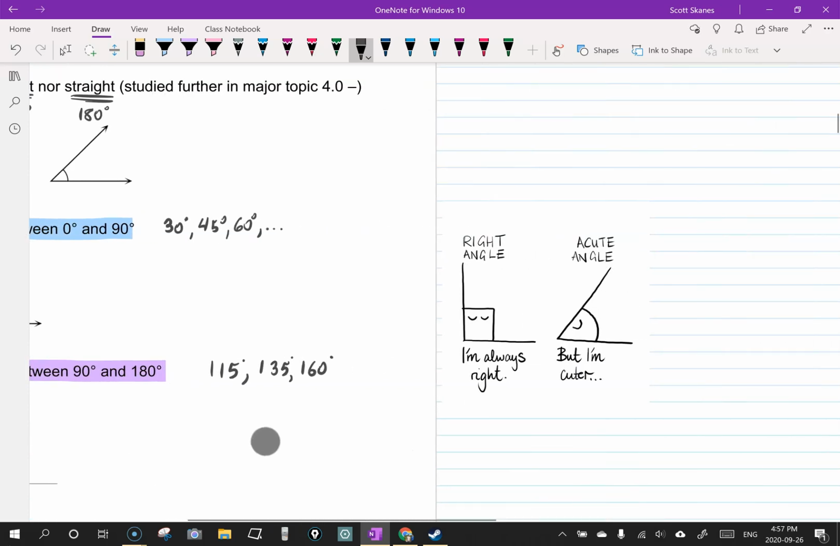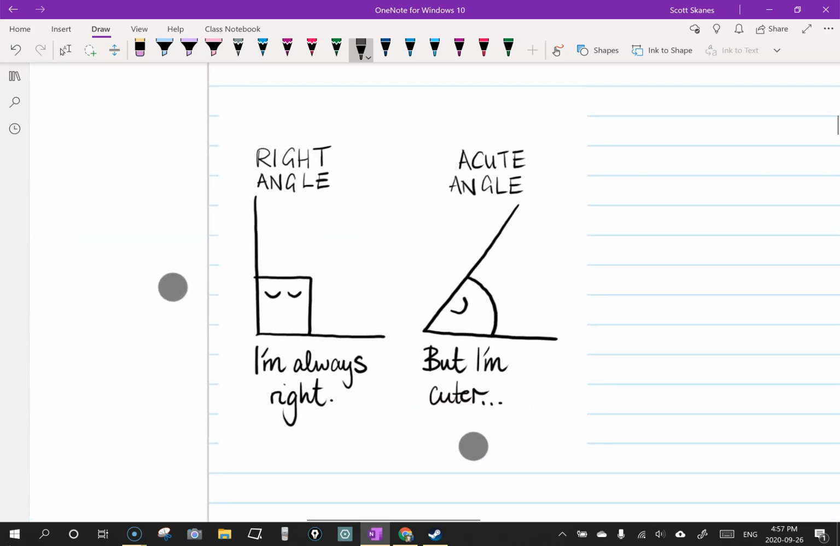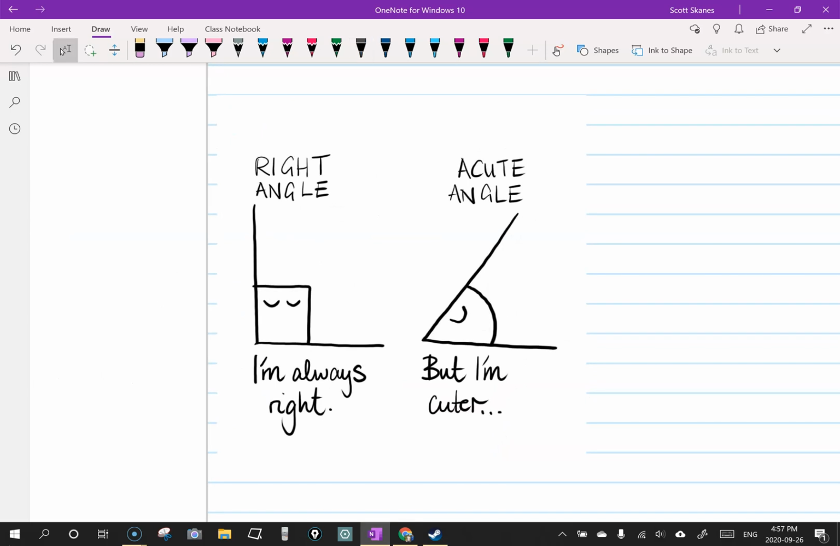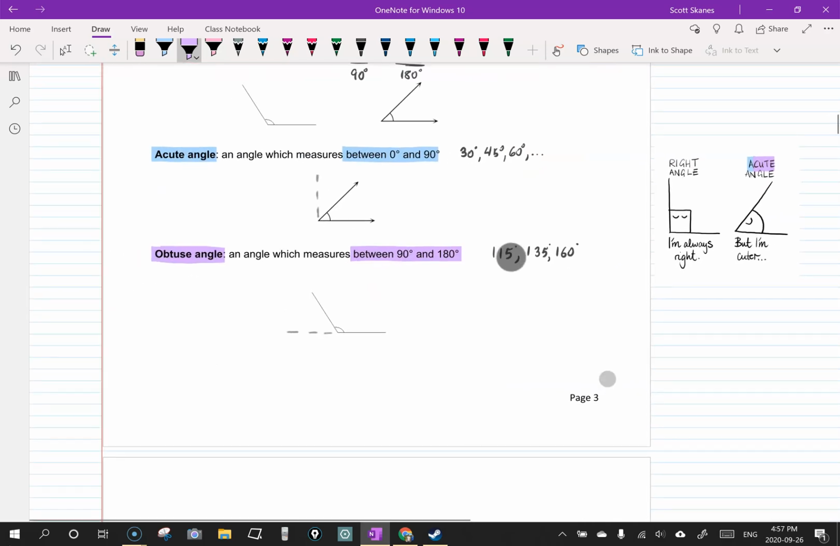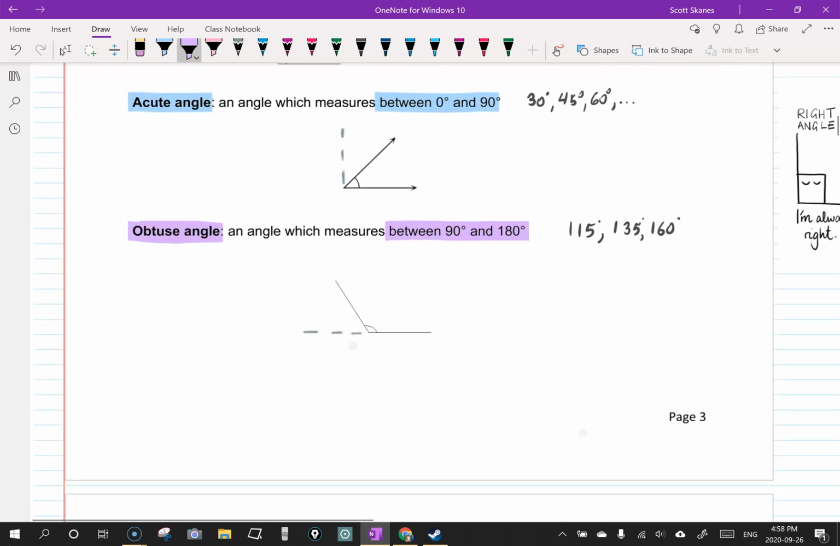All right, and I've put a little comic here just as a slight reminder. Little silly comic, right angle: I'm always right, looking all cocky. Acute angle: but I'm cuter. So I'm small, but I'm cuter. Acute. Acute angle means small. Anyway, I've probably over-explained that one within an inch of its life.